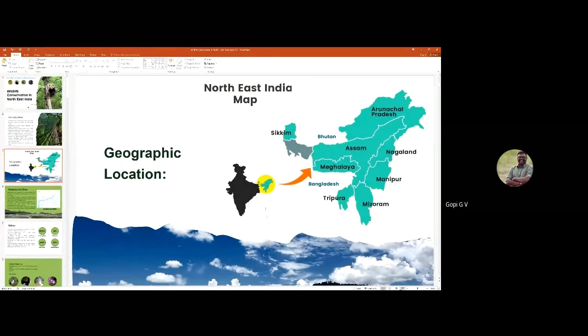If you look at forest types, there are Assam Valley, foothills, and parts of the Naga Hills and Manipur Hills. There are deciduous forests.